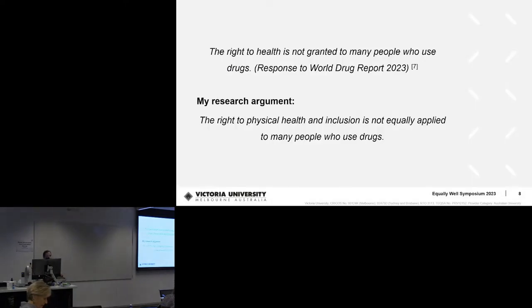So the right to health is not granted to many people who use drugs, which was the response of the International Society of Substance Use Professionals to this year's World Drug Report. And my argument is that we should go beyond that, because it's not just the right to health, but also the right to physical health and inclusion that is not equally applied to many people who use drugs, especially young people. And as I mentioned, there are guidelines and recommendations for so many non-communicable diseases, but not for substance use, and particularly not for young people involved with problematic substance use.